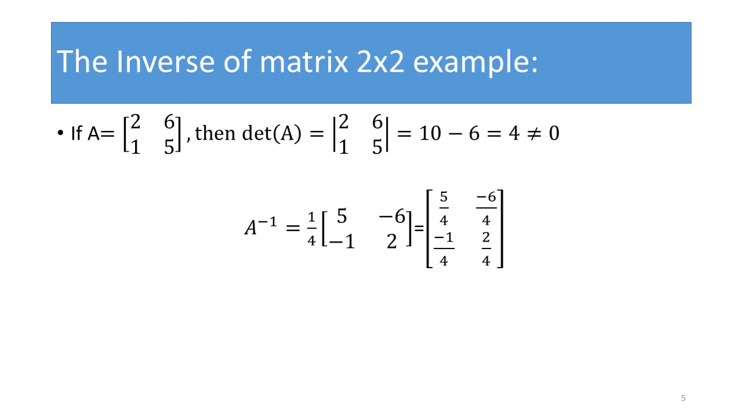If you want, we can multiply this 1 by 4 inside every number. So it will become 5 by 4. When you multiply 1 by 4 with minus 6, it is minus 6 by 4. 1 by 4 into minus 1 is minus 1 by 4. 1 by 4 into 2 is 2 by 4. So now the answer is 5 by 4, minus 6 by 4, minus 1 by 4, 2 by 4. If you want to simplify, you can simplify. It will be minus 3 by 2 and minus 1 by 4, and 2 by 4 is 1 by 2. So this is the inverse of the given 2 cross 2 matrix.